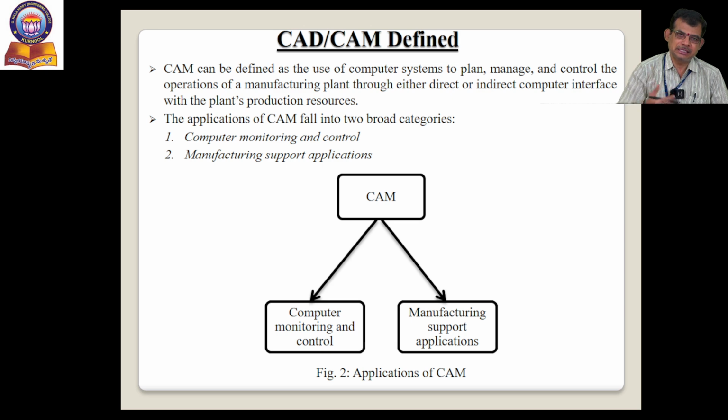So then what is CAM? CAM can be defined as the use of computer systems to plan, to manage, and to control the operation of a manufacturing plant through either direct or indirect computer interface with the plant's production resources.